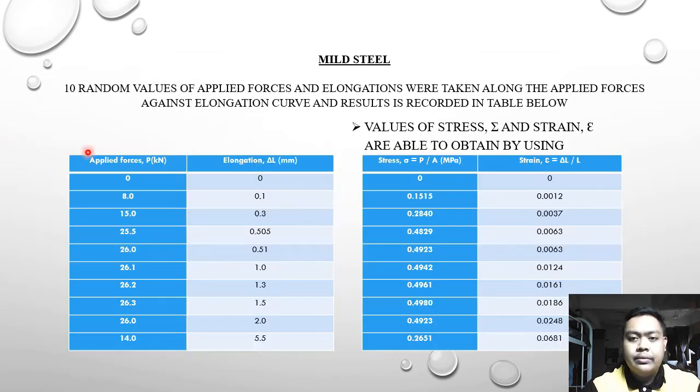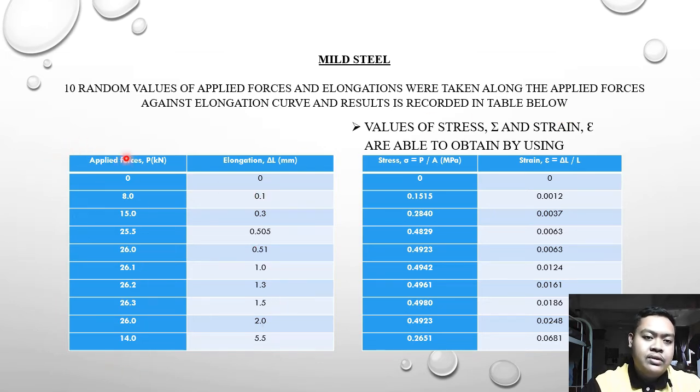Okay, next. In this slide we focus on the mild steel. The first one that I explained is about aluminium. This second experiment is about the mild steel rod. They use the same tensile test machine. For the mild steel, 10 random values of applied force and elongation were taken along the applied force against elongation curve, and the result is recorded in the table below.